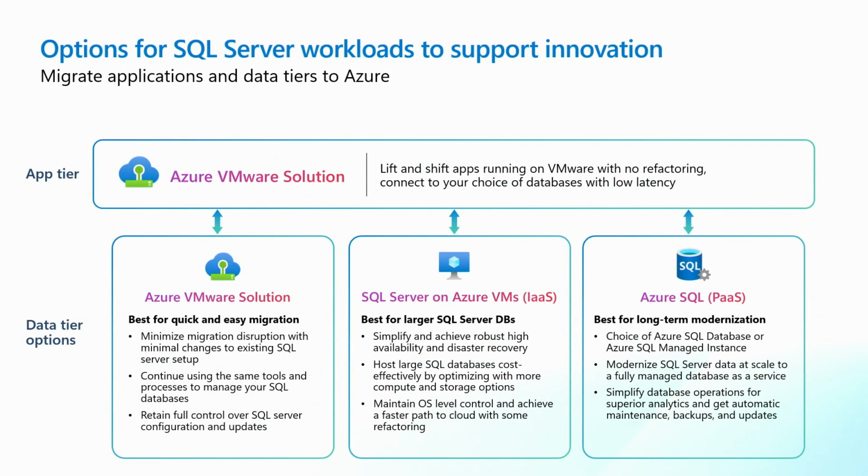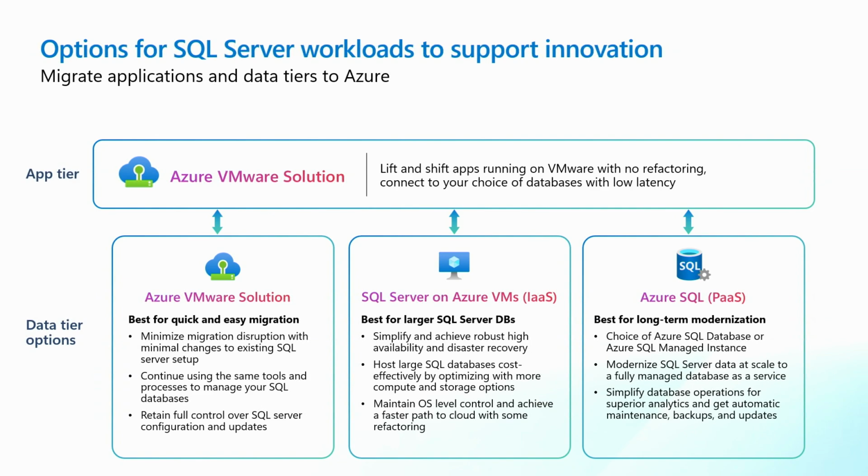So let's start with SQL. You can always run your applications on Azure VMware Solution, and in fact, we very much recommend that. It's the easy lift and shift option with very little to no refactoring. But then when you're talking about your data tiers, you can also run those on AVS, and that's really great for a quick and easy migration. It allows you to continue using the same tools and processes, and you retain full control over those SQL Server configurations and updates that you have in place.